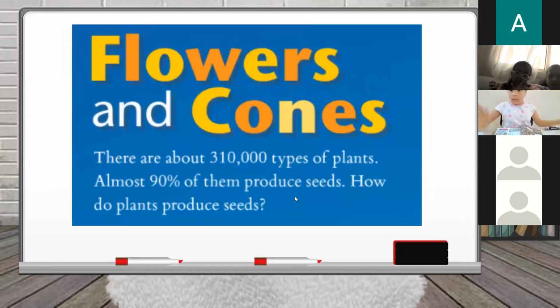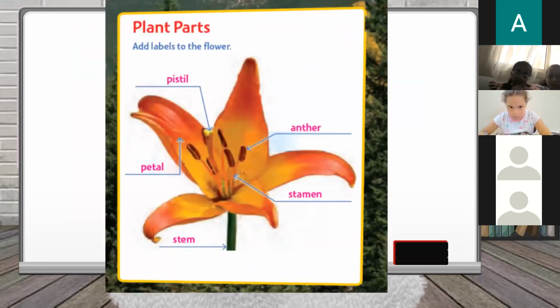Very good. Today we are going to learn about the flower. First of all, I want you to learn with me what the parts of the flower are. Take a look at this flower. We have outer parts, and we have inner parts, something inside. Can you guess what the outer parts are?